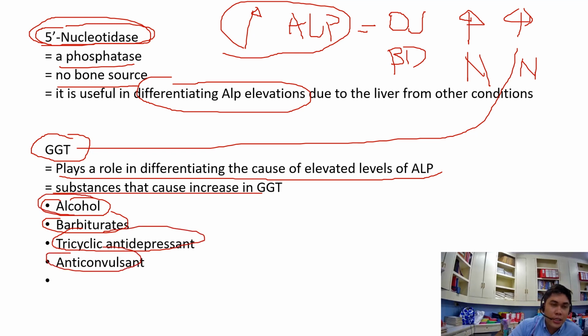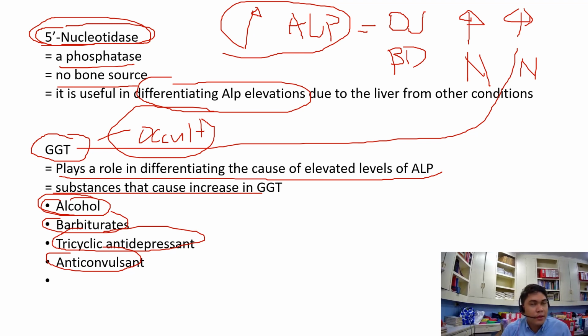So regarding alcohol, GGT is used to detect occult alcoholism, or hidden alcoholism. If you ingest alcohol, automatically there is an increase in GGT concentration, and that increase in GGT concentration will go back to normal within 2 to 3 weeks if you abstain from drinking alcohol within that period. But if you drink every day, then there is a continuous increase in your GGT.